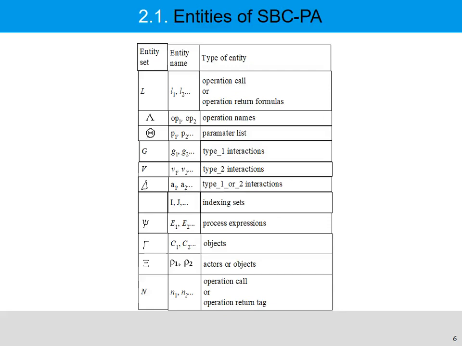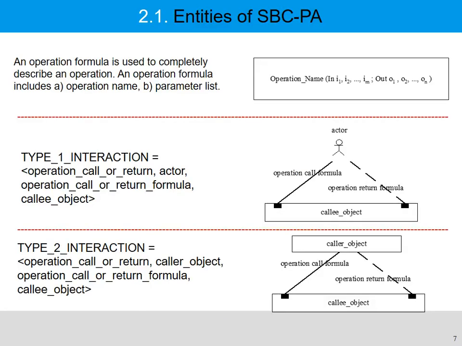There are many entities in SBC Process Algebra, such as operational call or operational return formula, or operational name and operation parameter list, and so on. We use an operational formula to describe an operation. There are two kinds of interaction. Type 1 interaction is an interaction between an outside actor and a COE object. Type 2 interaction is an interaction between the caller object and the COE object.